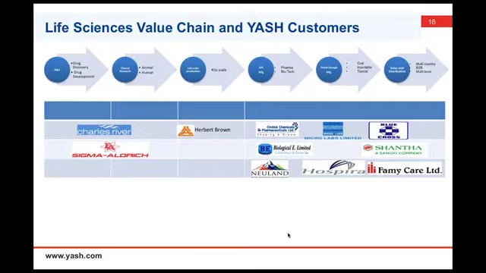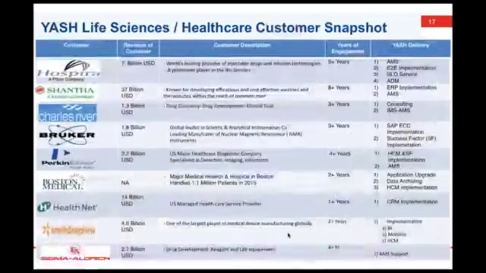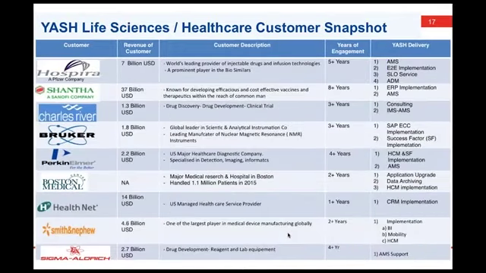Then we have worked with a company called Herbert Brown. From there, making the APIs and the formulations, we worked with almost about 20 companies across, some of which are global big brand names. So we have worked across the complete value chain and we have experience in that area. These are some of the customer snapshots.